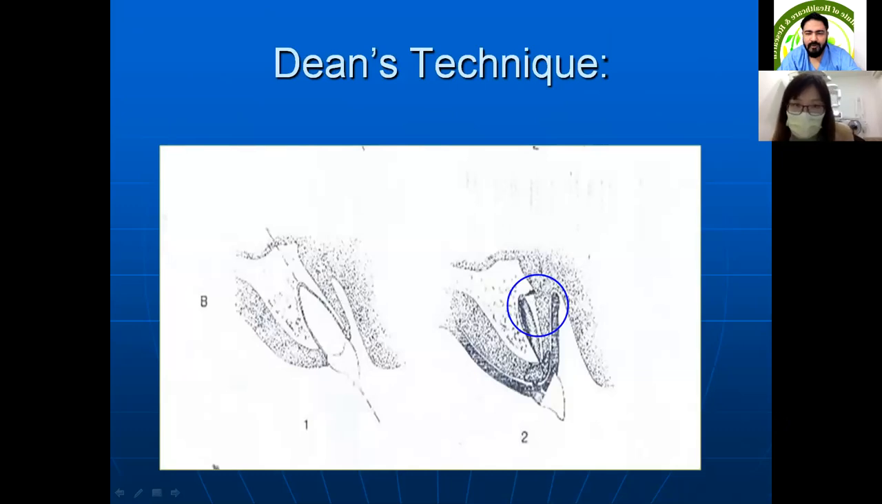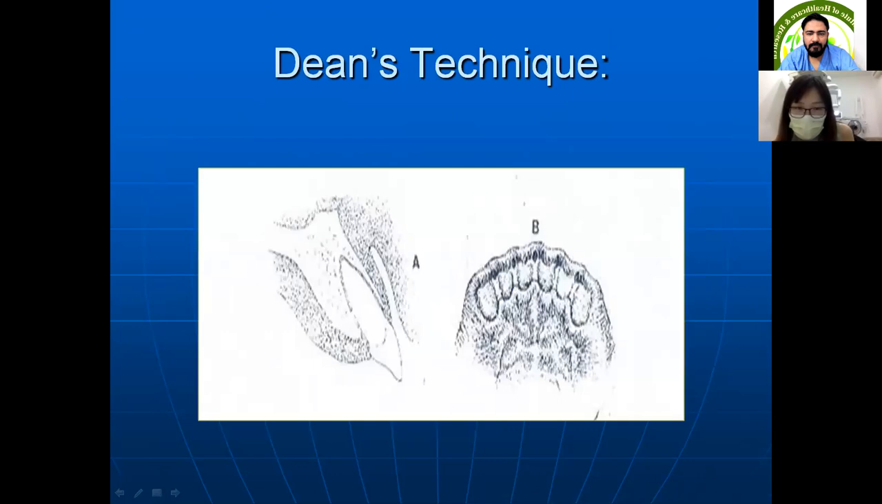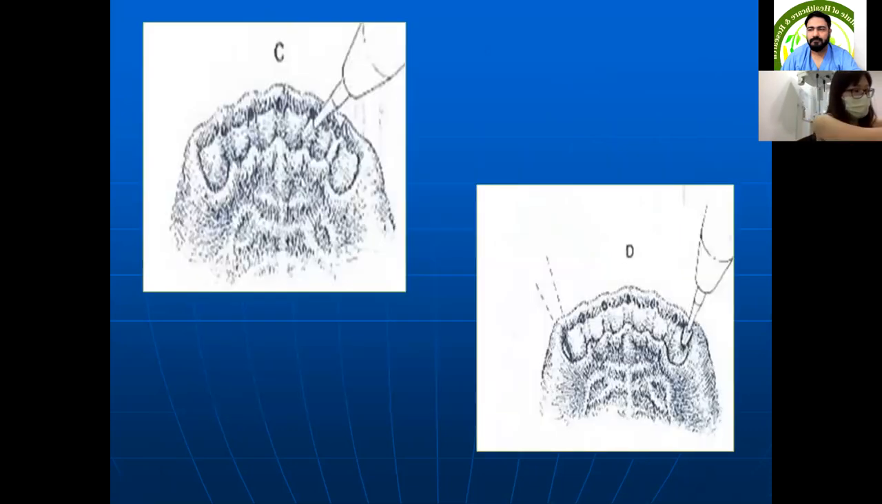Now in Dean's technique, what we'll do? Intercortical or interradicular alveoloplasty is there. So if we are extracting these anteriors, what we'll do is interradicular bone removal. It can be done with a handpiece also.